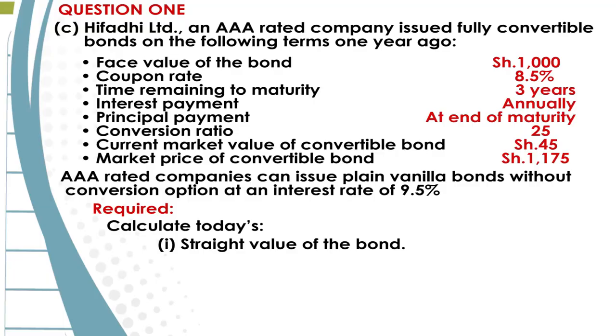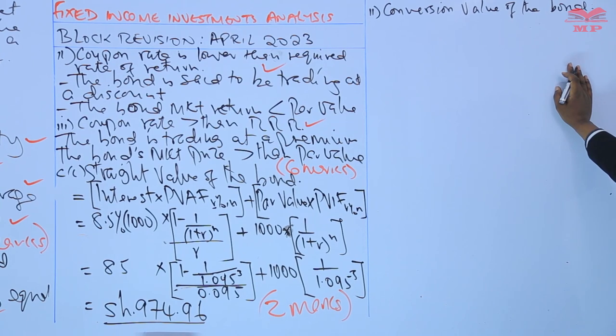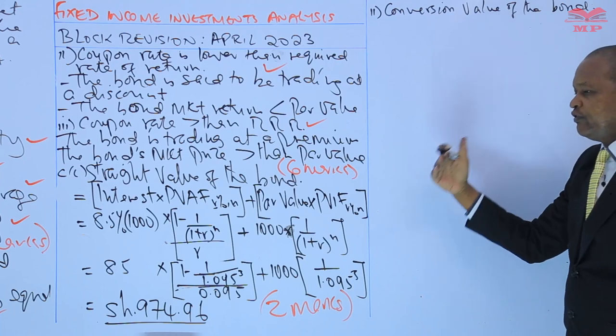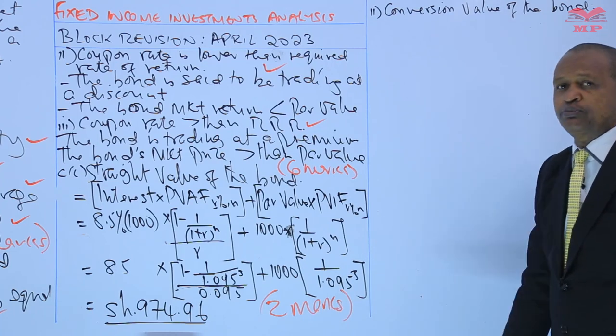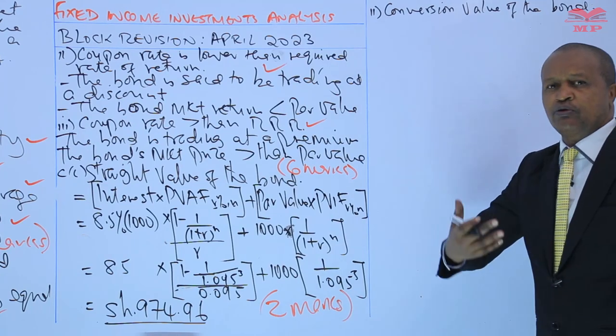Then Roman 2, conversion value of the bond. Now, what's the meaning of conversion value of the bond? What is the conversion value of a bond? Candidates, the conversion value of a bond applies specifically to convertible bonds. That's one thing you need to appreciate, that the conversion value applies only to the convertible bonds.